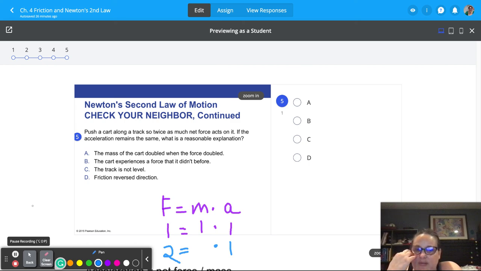But we do know mathematically that if the force doubled but the acceleration did not change, the only explanation would be that the mass increased. So the mass would have to actually technically double for this equation to work out correctly. So the correct answer would have to be A, the mass of the cart doubled when the force doubled.